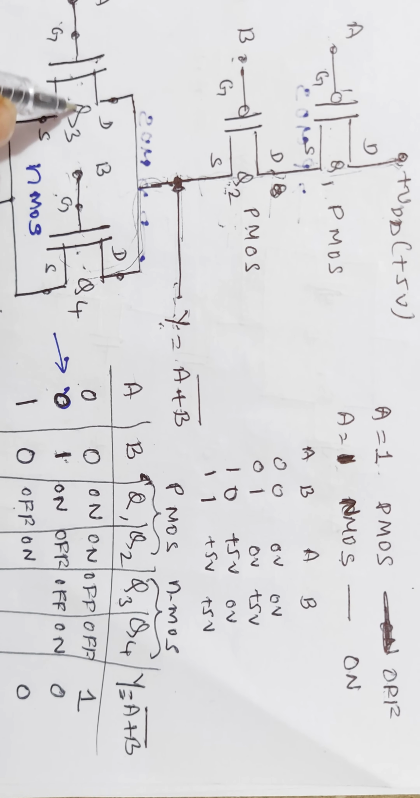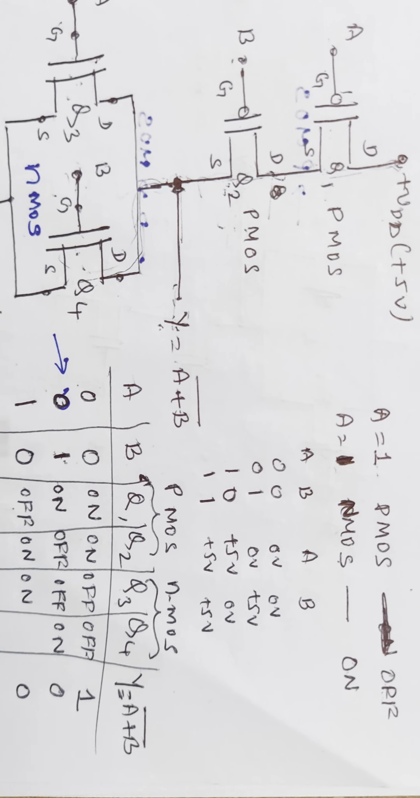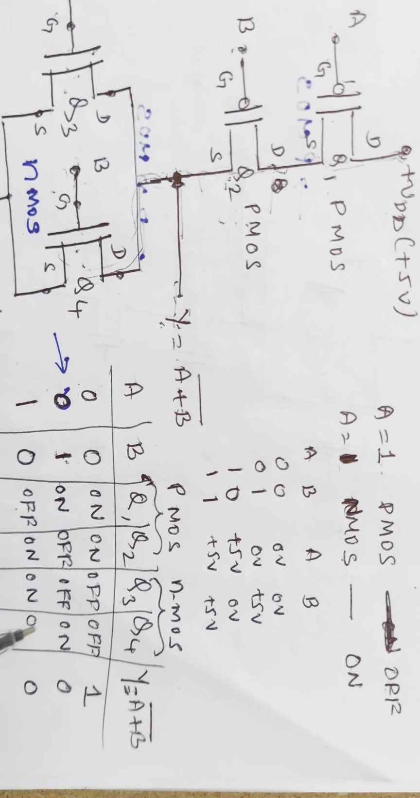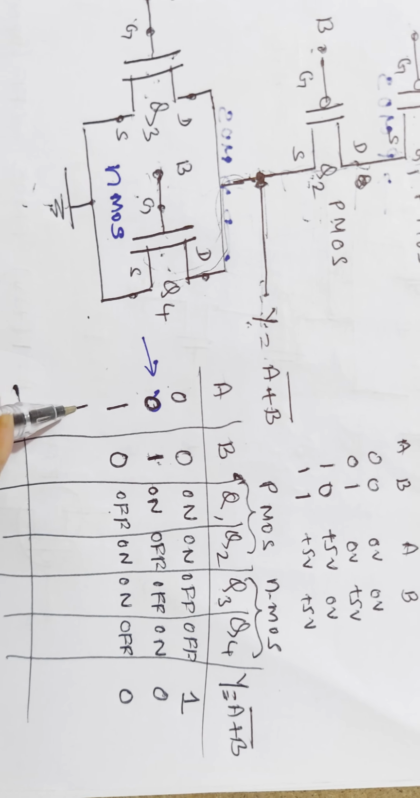When A equals 1, since this is an N channel, it goes on. B equals 0, the N channel goes on. The final input case: both A equals 1 and B equals 1.